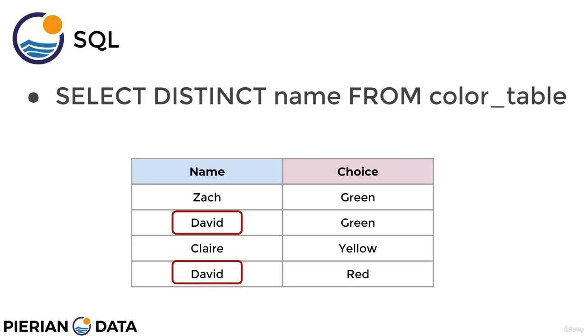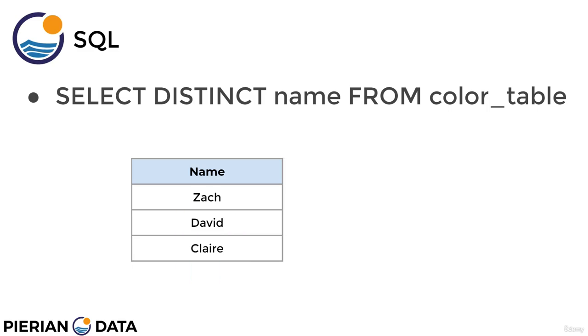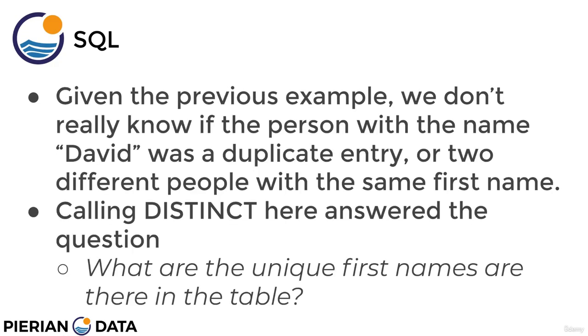Let's imagine we actually called select distinct from the name column from the color table. We'll notice that we have two instances of David inside this name column, which means when we actually select the distinct names from this table, it's going to return back the following, just the unique first names in this actual column. Keep in mind that given the previous example, we don't really know if the person with the name David was a duplicate entry who happened to change their color choice later on as the same person, or if it was two different people that happened to have the same first name. Calling distinct on this particular column just answers the question, what are the unique first names that are there in that table or in that column?